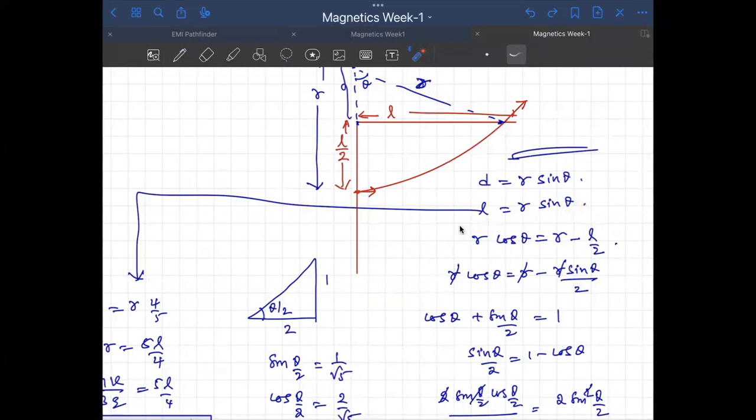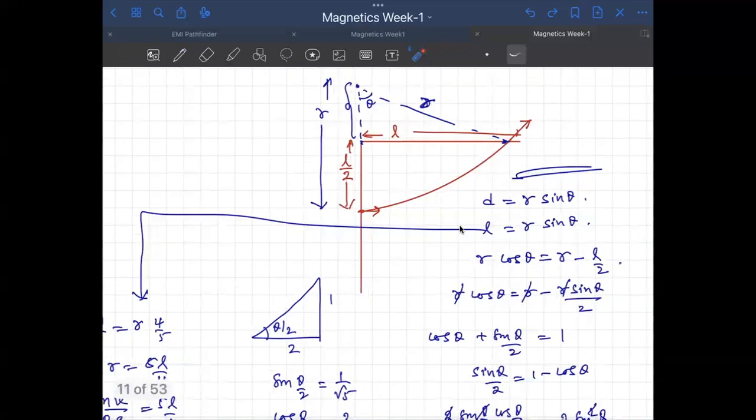Okay. By the way, one more important point is there. What is R? R can also be written in another way. If this is R, this is R cos theta. R cos theta plus L by 2 is R. Yes or no?